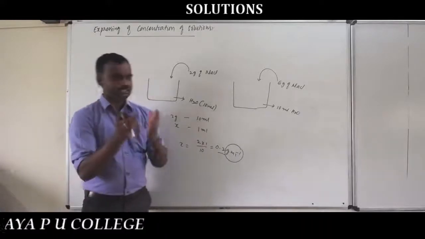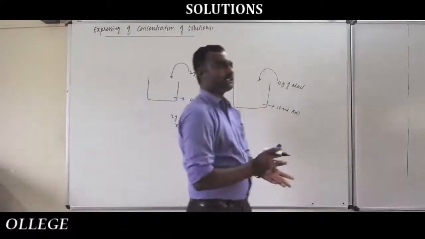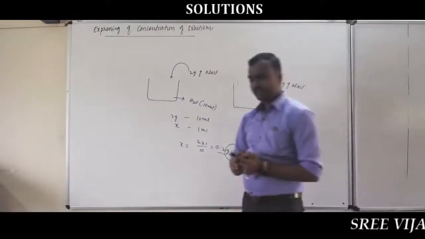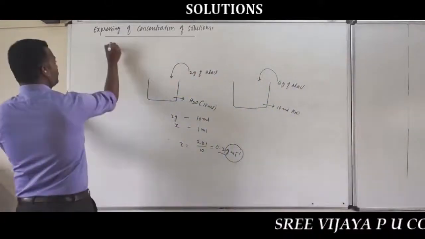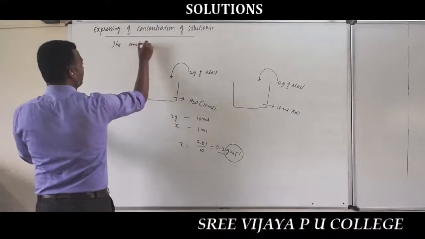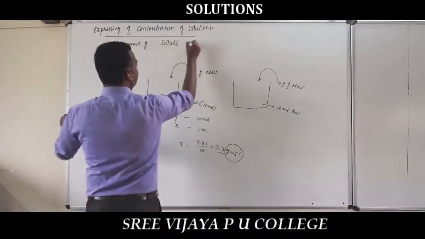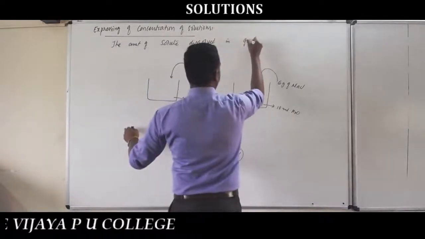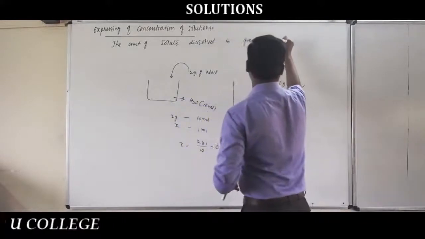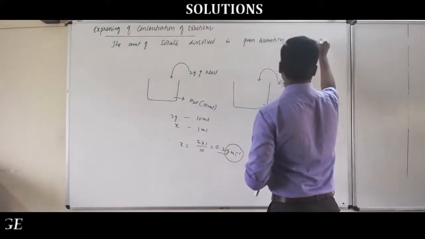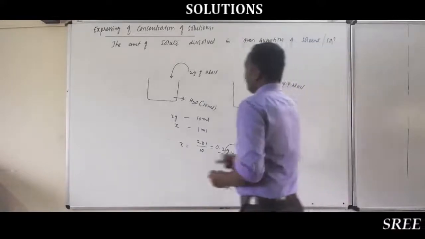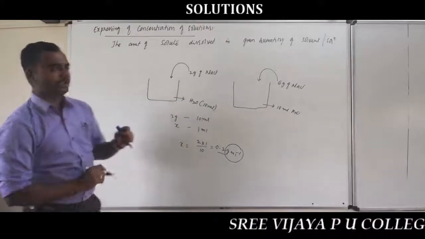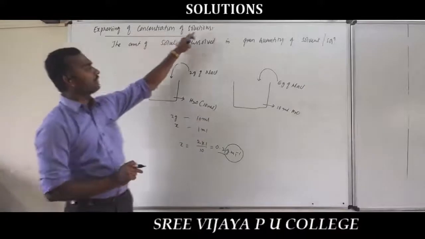So concentration means how much amount of solute is dissolved in how much amount of solvent or solution, that is called a concentration. So how do we define this concentration? Concentration is nothing but amount of solute dissolved in given quantity of solvent or solution. In that solution, how much amount of solute is dissolved in the given quantity of solvent, that is taken as the concentration of solution.